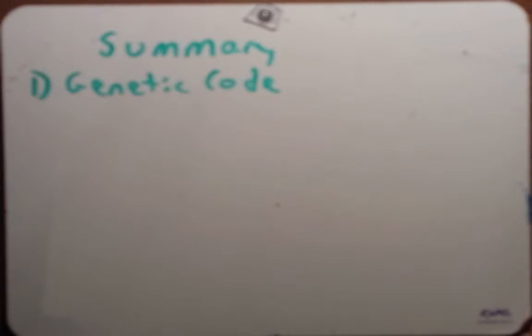We talked about it being universal. We talked about it being degenerate. We talked about it coding for synonymous amino acids. We talked about a few exceptions, and most of those exceptions were found in specific mitochondria, as well as protozoa and some archaea and bacteria. But you should also appreciate that the code is, by and large, very universal. We also talked about how that wobble effect allows the code to be degenerate.